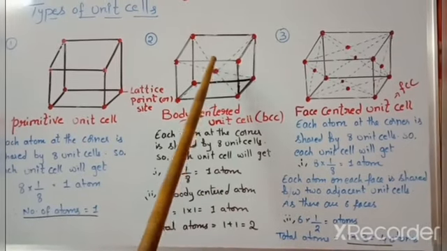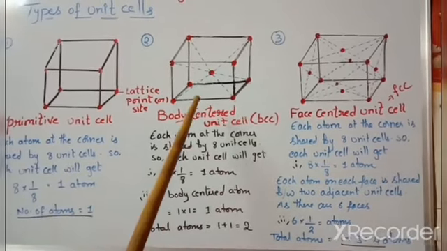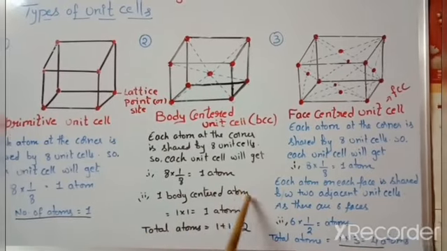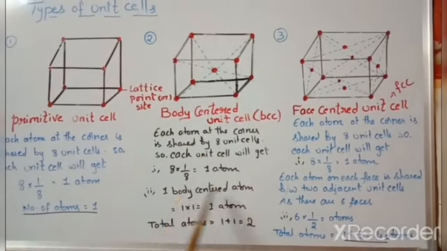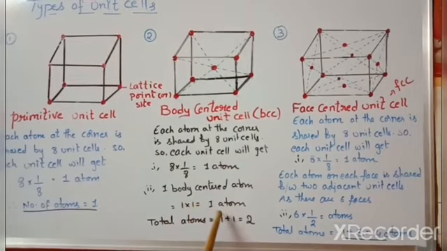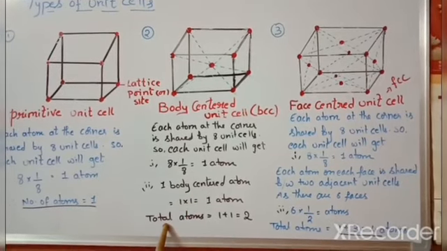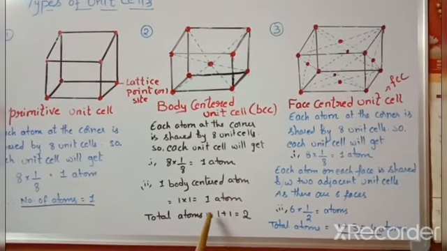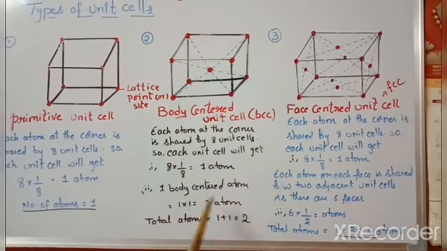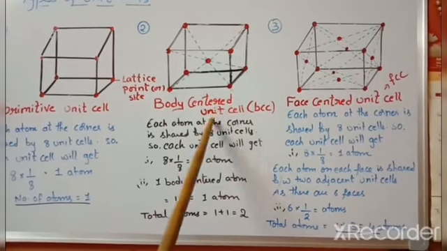Now comes the body centered atom. How many body centered atoms are present? 1. So 1 body centered atom. So here 1 atom and here 1 atom. So 1 plus 1, 2 atoms. So the total number of atoms per unit cell is 2. So this is how you have to calculate for a body centered unit cell.